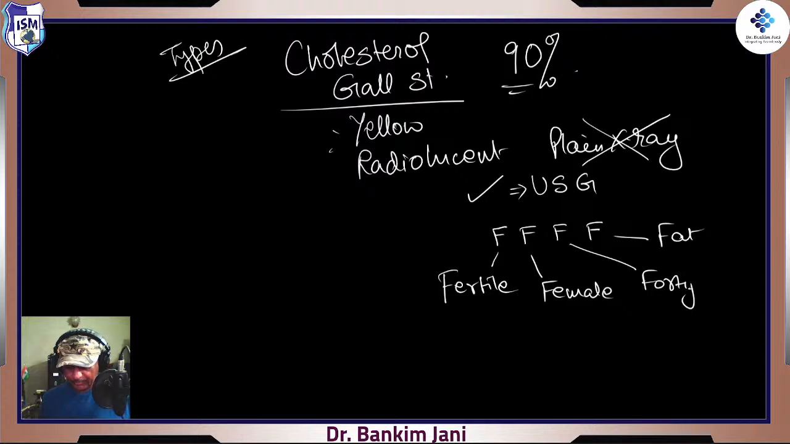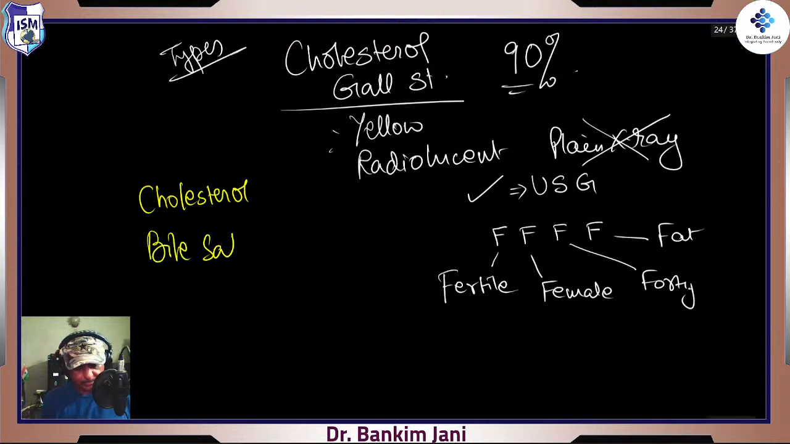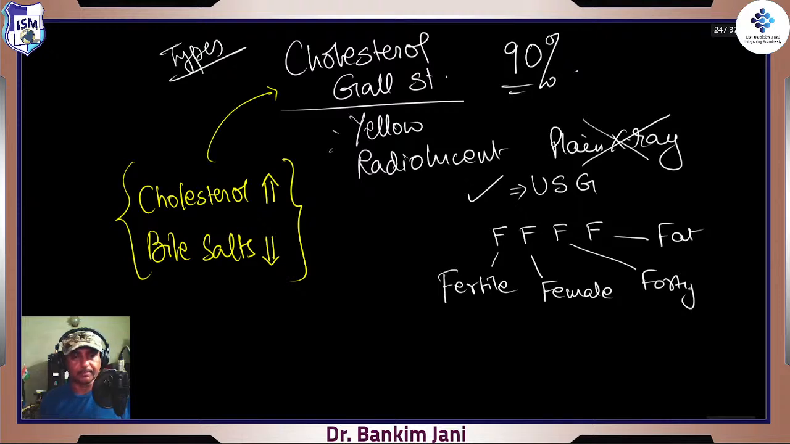Now to understand this, watch, I'm changing the color. Why do these stones develop? In the bile, there is cholesterol, and then there are bile salts. These bile salts dissolve the cholesterol. So if there is increased cholesterol or decreased bile salts, that would lead to formation of gallstones.